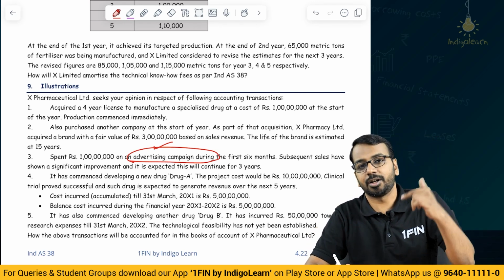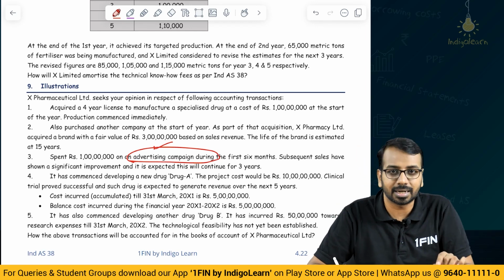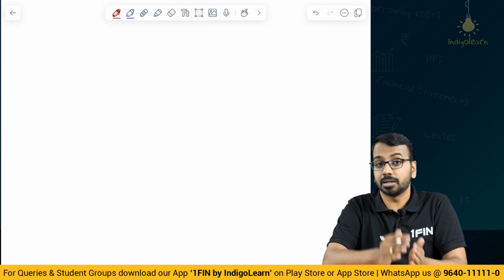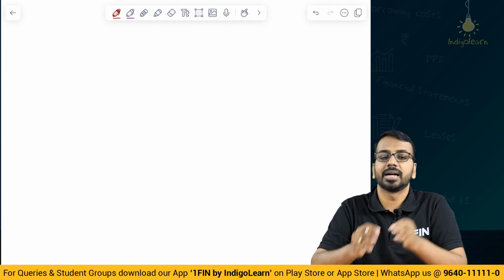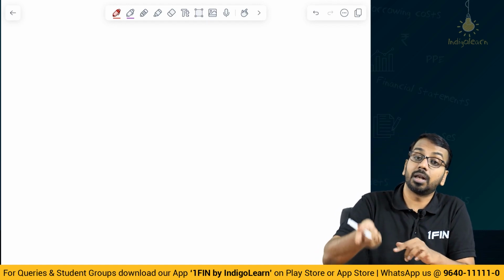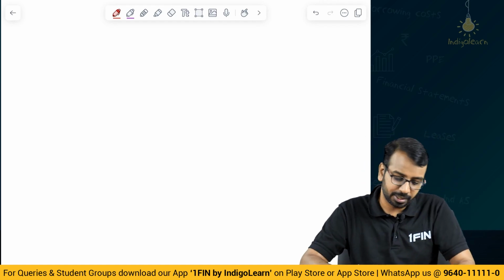Similarly, internally generated goodwill, internally generated brand and all of those things are not recognized as intangible assets. Then the golden rule you have to keep in mind, research expenses always expensed. Development capitalized if those 6 conditions are fulfilled. If you have already expensed something, you cannot again recapitalize it. Right. So that is about IndAS 38.